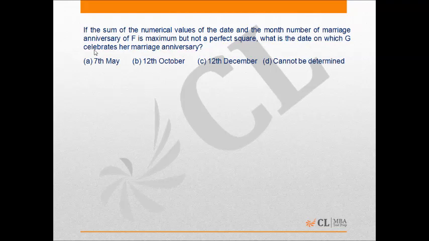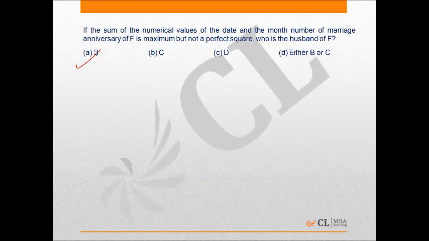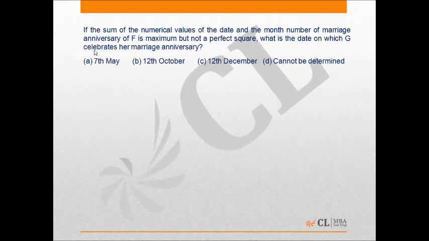If the sum of the numerical values of the date and month number of the marriage anniversary of F is the maximum but not a perfect square, what is the date on which D celebrates her marriage anniversary? As we discussed in the previous question, the anniversary is on December 12th, which is option C. So that's all for this set.